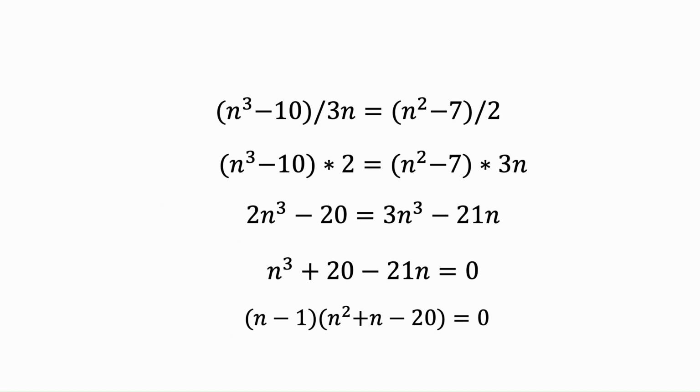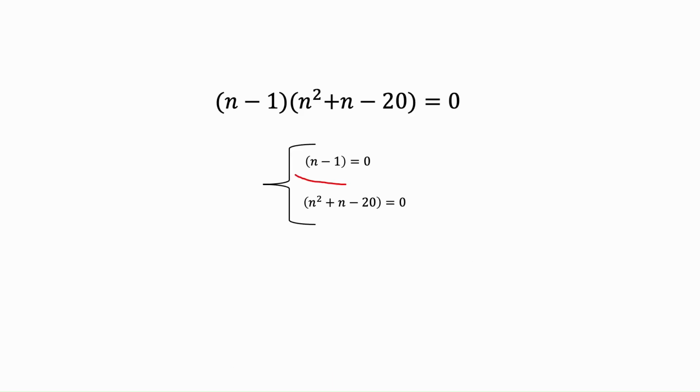So we can write this equation as n minus 1 times n squared plus n minus 20 equals 0. So one of our roots is n equals 1, and for the other ones, we need to find these two roots. So again, n minus 1 equals 0, n squared plus n minus 20 equals 0. And now we want to find these two roots.